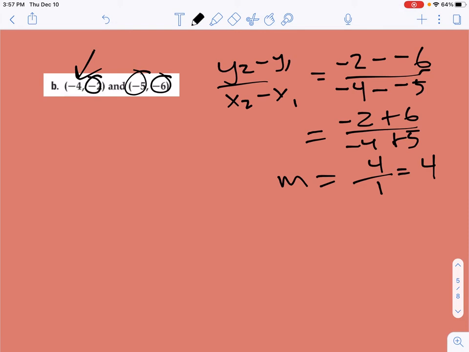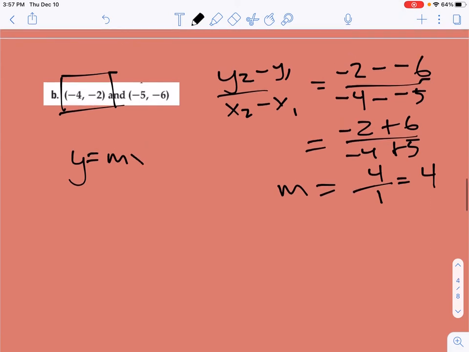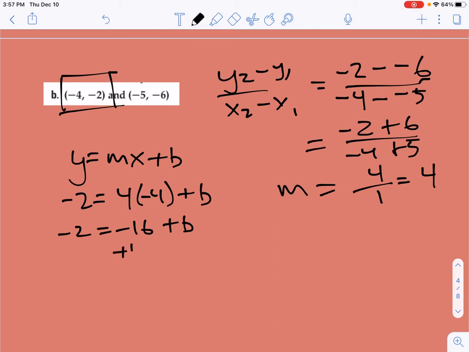So now let's grab one of these points. Doesn't matter which one. So let's use this one. And we're going to put that and the slope in our general equation and see if we can solve for b. All right, well, y is negative 2. m is 4. x is negative 4. And then plus b. So you get negative 16 plus b equals negative 2. You're going to add 16 to both sides. And you're going to get b is equal to 14.